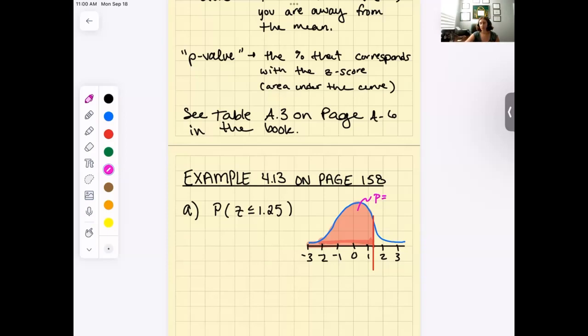Go turn to the table that we were just at and find the Z of 1.25. Remember, you want the positive Z, not the negative Z. So go to the positive side. Go to 1.2 on the left and then go over to the 0.05 section, so 1.25, and see what that probability is. Tell me what you get. Good, 0.8944. So you'll label your z-score here. You'll shade either to the left or the right, and you'll label your probability. And in this case, it's 0.8944. Questions about that?